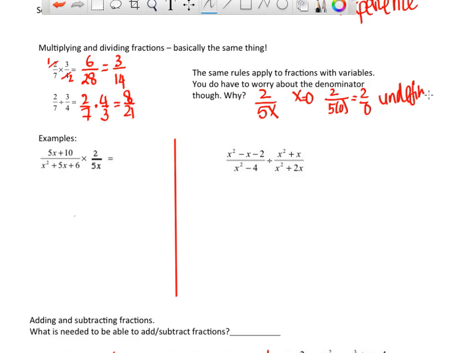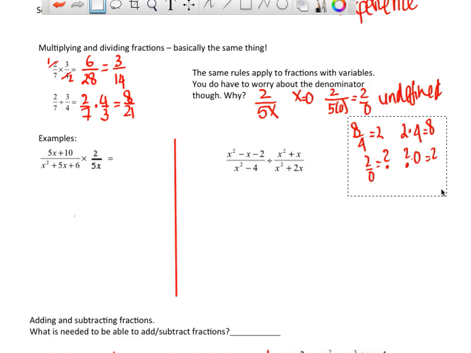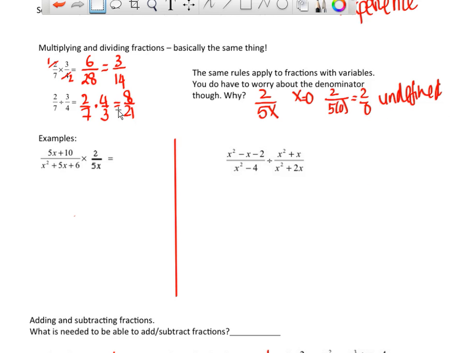And one of the reasons for that is that it just doesn't work the other way around. So, like if you did 8 divided by 4 is 2, you should be able to go 2 times 4 is 8. And when you do that with 2 over 0, and I'm not sure what that is, but whatever that is, when you multiply by 0, you should be able to get 2. And we talked about that. Well, that doesn't happen. There's nothing here that you can do. Okay?